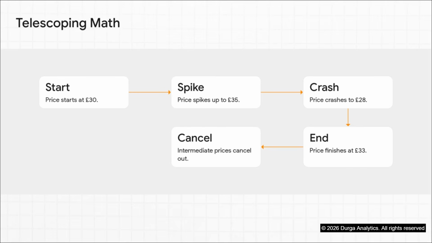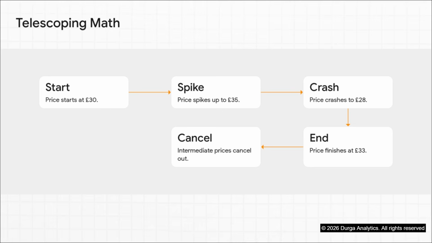Imagine the price swings violently. You start at 30 pounds, it spikes up to 35 pounds, crashes all the way down to 28, and finishes at 33 pounds. Let's run the day-by-day math again. 100 times the change to 35 is plus 500. 100 times the crash to 28 is minus 700. 100 times the recovery to 33 is plus 500. Sum all those up, 500 minus 700 plus 500 perfectly equals a $300 profit. It's the exact same as our shortcut.